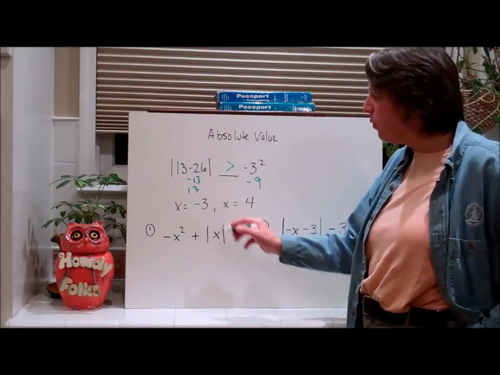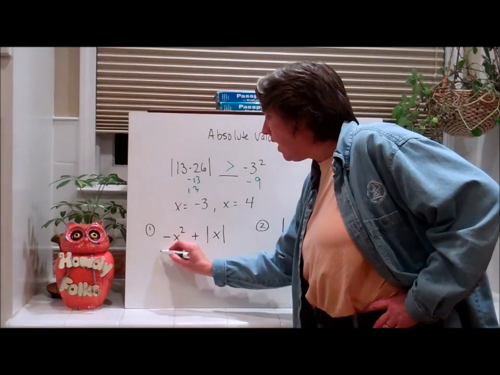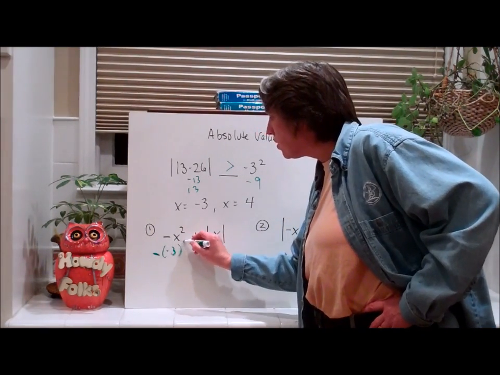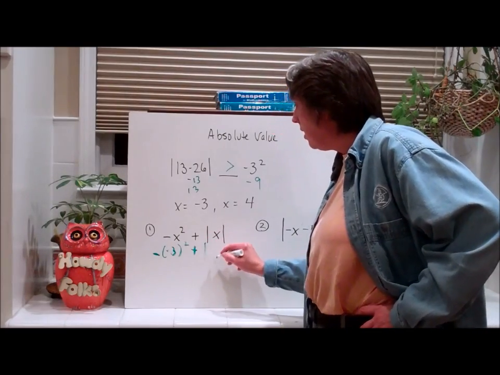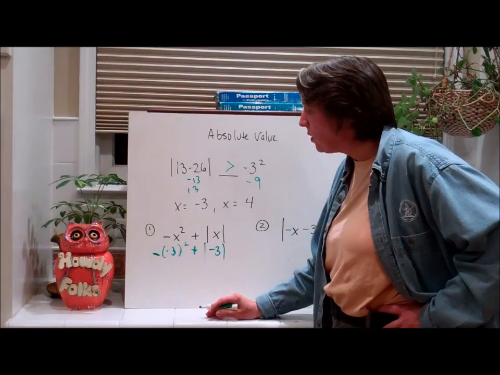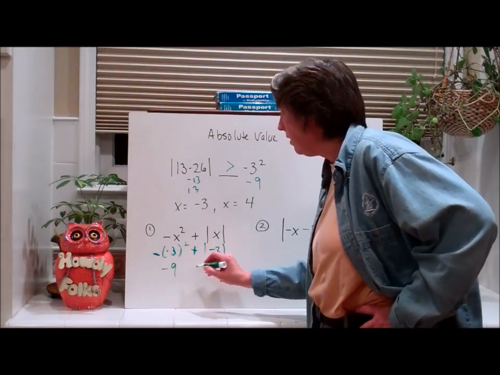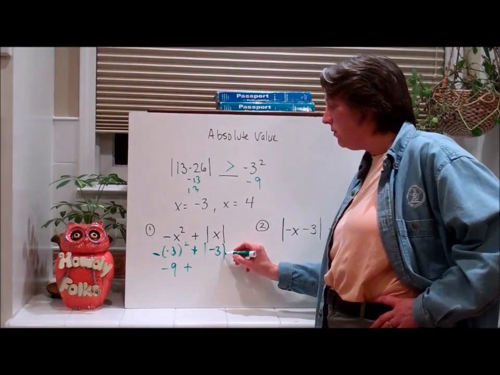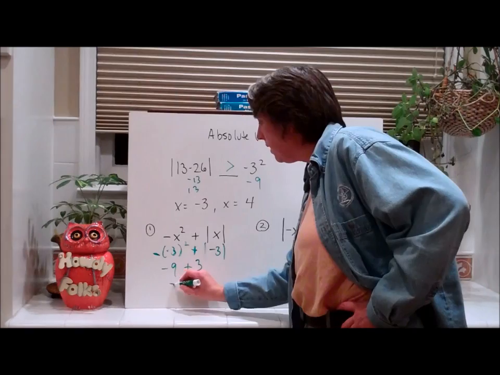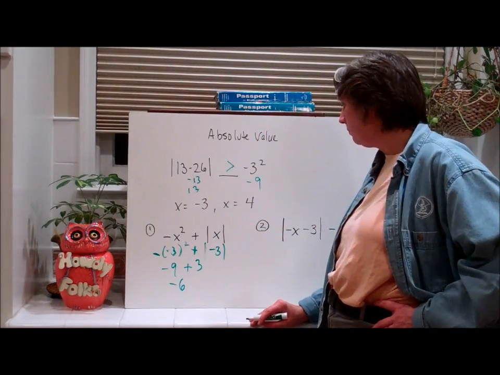Now, when we go down here and we work this one twice, x is negative 3. So we have the opposite of negative 3 squared plus the absolute value of negative 3. Well, negative 3 squared is 9, and the opposite of 9 is negative 9, plus the absolute value of negative 3 is 3, so we get negative 6. That's for when x equals negative 3.